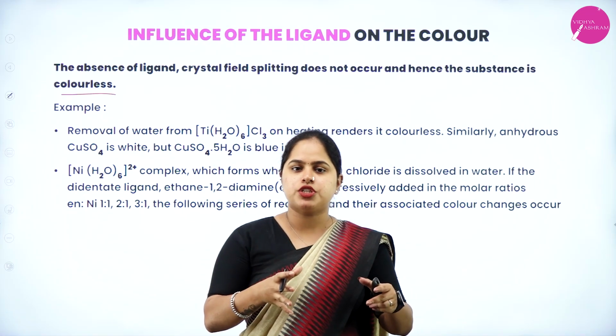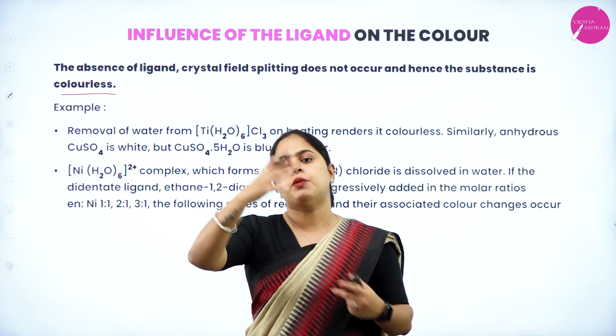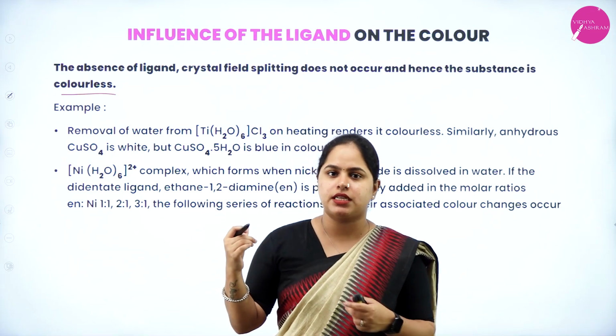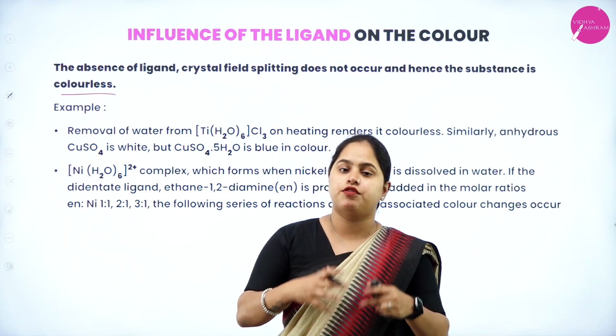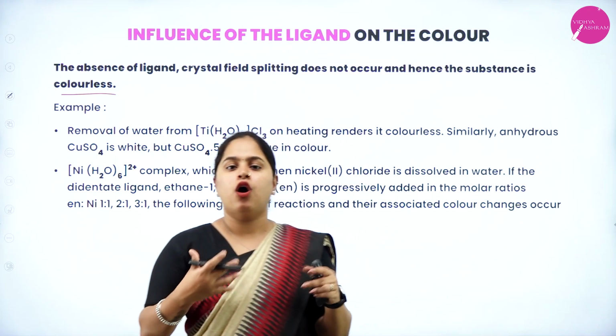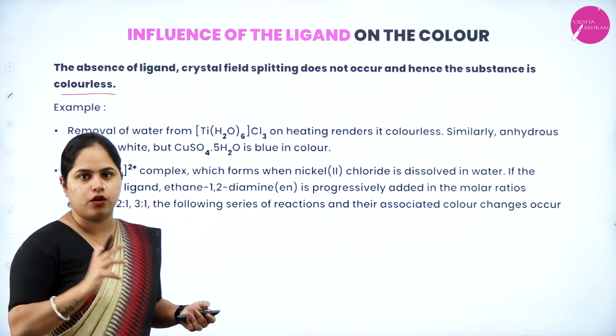So in the ground state, what happens? The metal will remain as it is. When the ligand approaches, the splitting takes place, right? So the ligand plays an important role here. If the ligands are absent, what happens? Of course the crystal field splitting would not take place, and hence the compound will have no color, right?